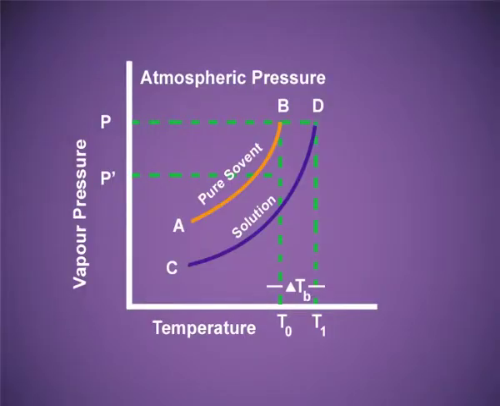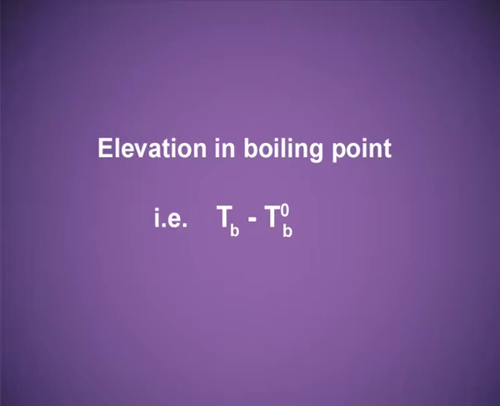And if we want our solution to boil, we heat it more. At TB temperature, the vapor pressure increases and becomes equal to atmospheric pressure, and at point D you can see that it is equal to atmospheric pressure and it is boiling. So, you can very well see that there is an increase in the boiling point, and this increase in the boiling point is known as delta TB, that is elevation in boiling point. It is equal to TB minus T naught B.